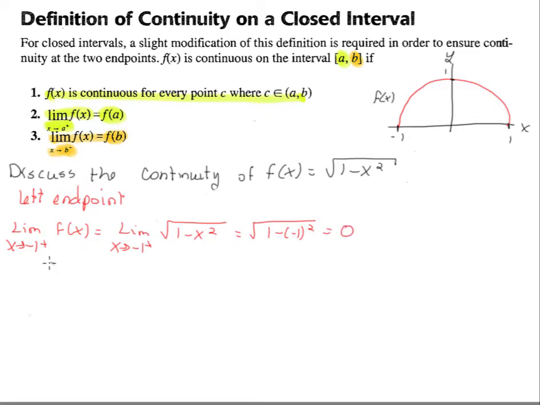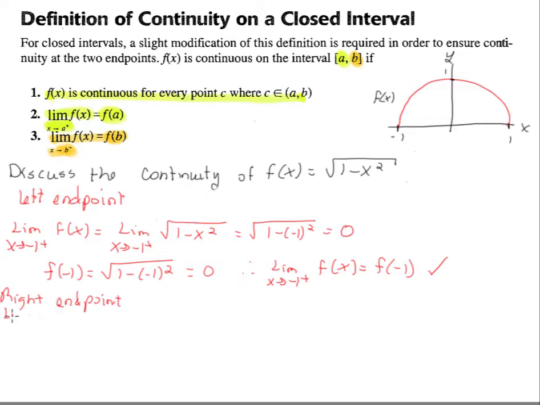So now let's check the function value. f at negative 1. Again, all I have to do is substitute negative 1 in place of every x, simplify that radical, and I end up with 0. So since the function value at negative 1 is equal to the limit as x approaches negative 1 from the right-hand side, it is continuous at this left endpoint. So now let's check the right endpoint.